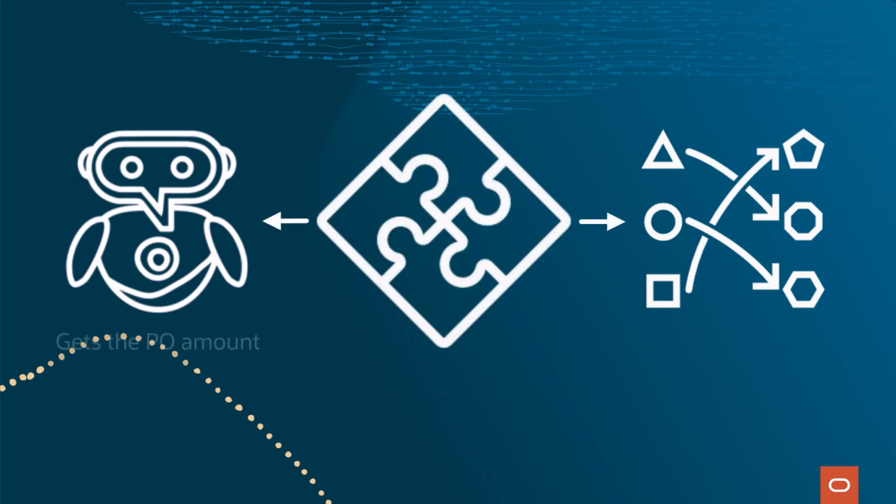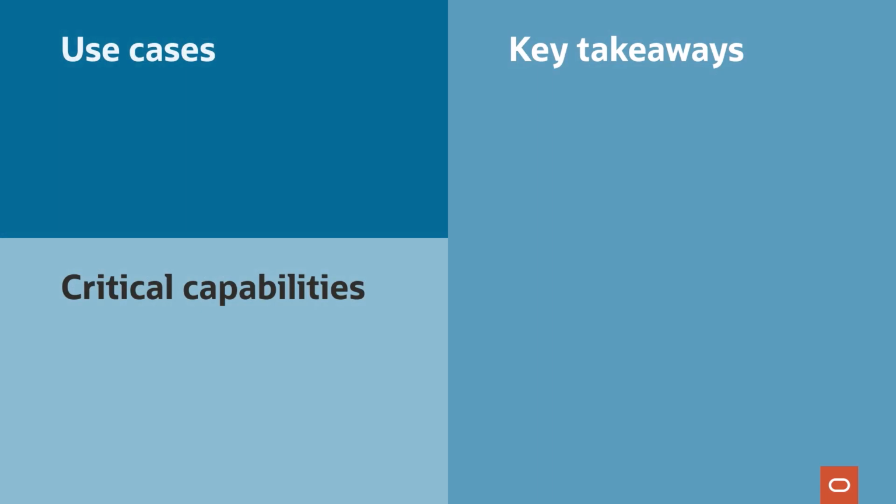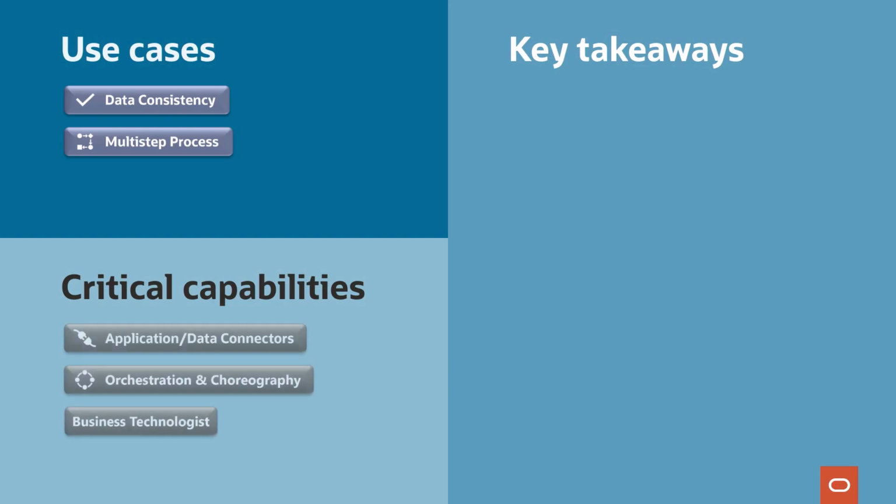A robot gets the PO amount from a legacy purchasing system that doesn't have APIs. A decision compares the invoice amount to the PO amount and determines if the data complies with the policy. We'll start by building a robot. The robot demo illustrates several use cases and critical capabilities.